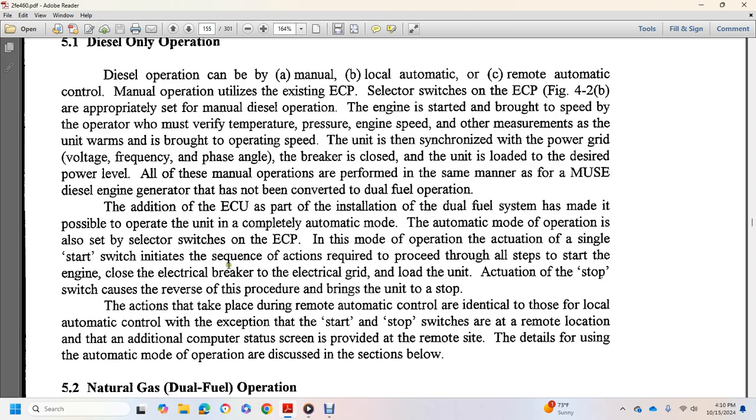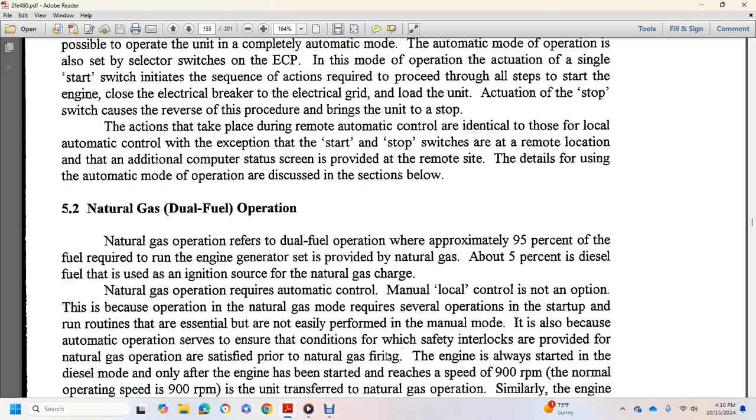The actions that take place during remote automatic control are identical to those of the local automatic control. The exceptions are the start and stop switches, the remote location of the digital computer, and status screens, which are provided with a remote signal. This is detailed in the automatic mode of operation discussed in sections below.